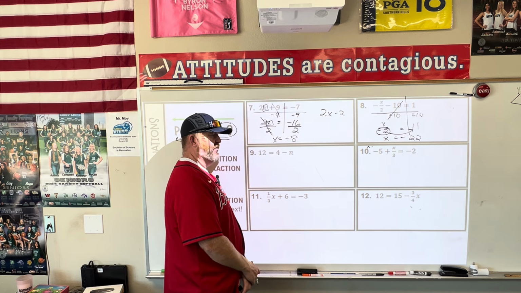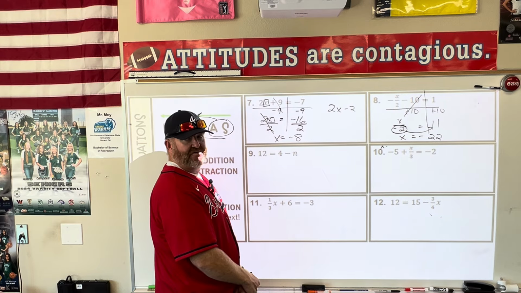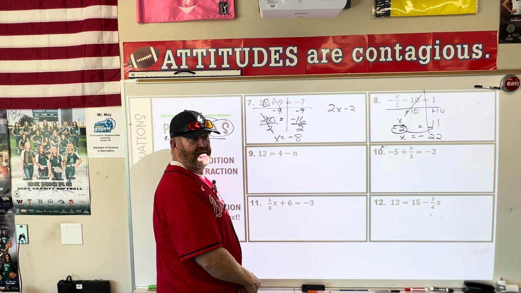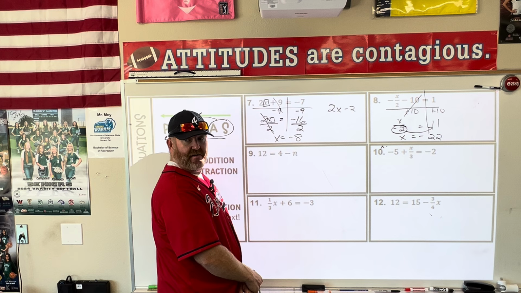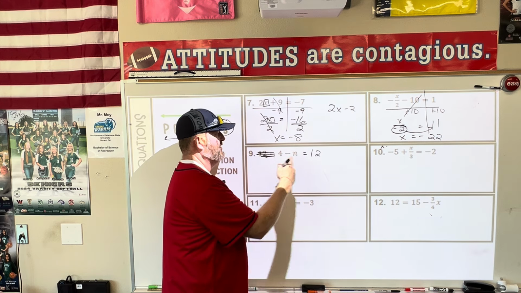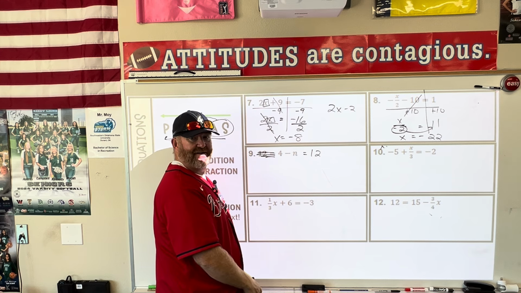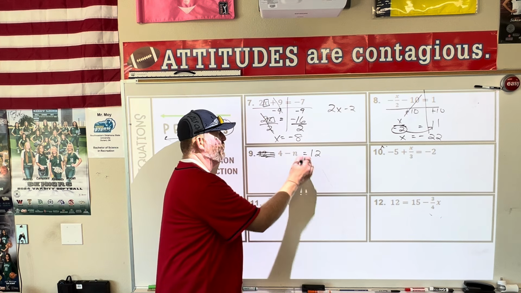I'll do number 9 with you. How many of you like the letter to be on the right-hand side? Can I show you a little trick? What's the trick? Just move it to the left. Just put this on the other side. Does that make it look easier? You guys like that better? It's the same problem. I just put equals 12 on the other side. All right, here we go.